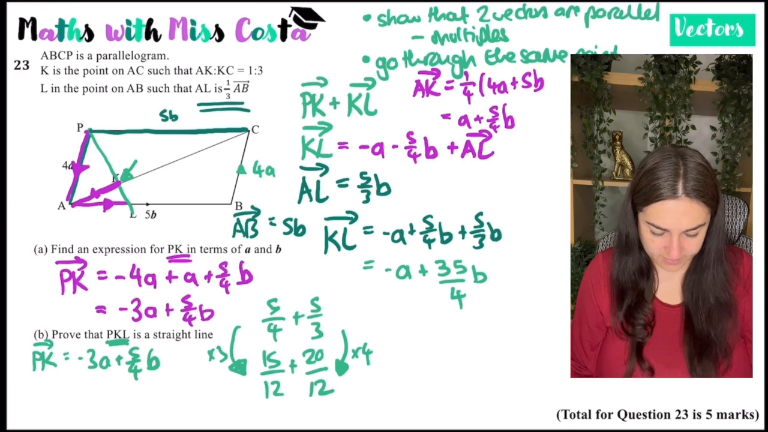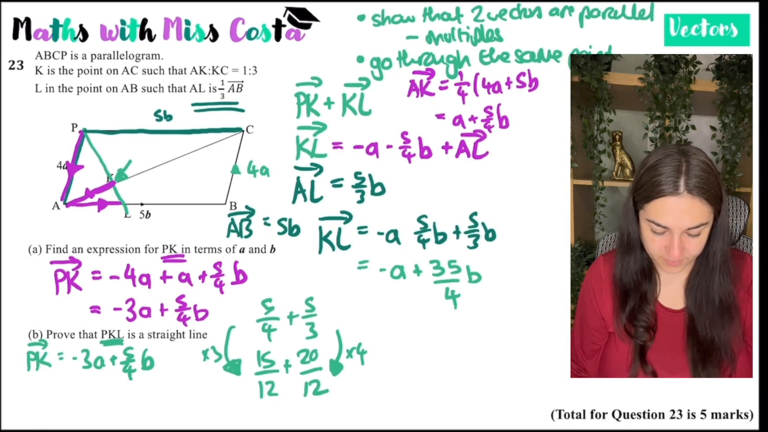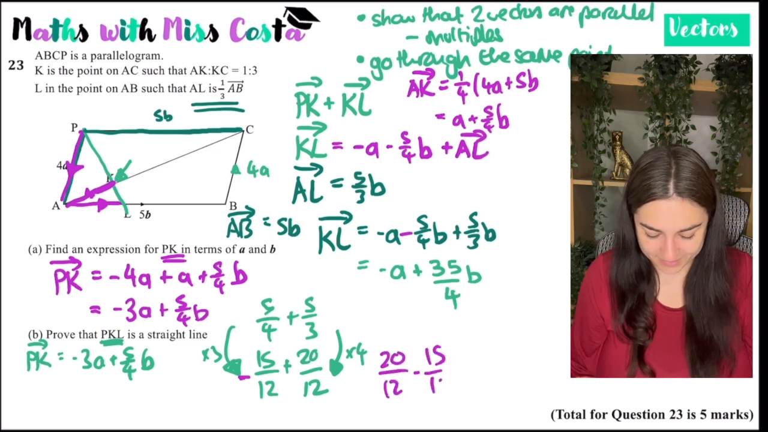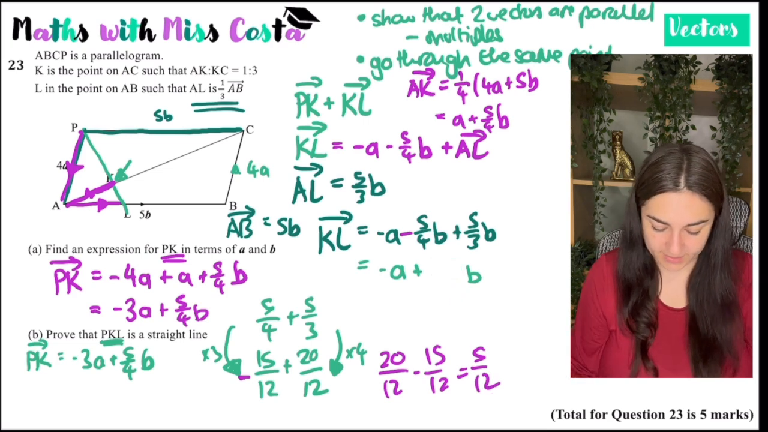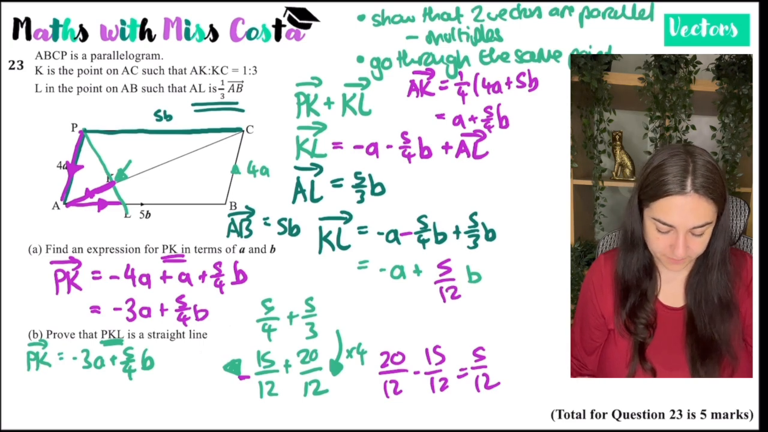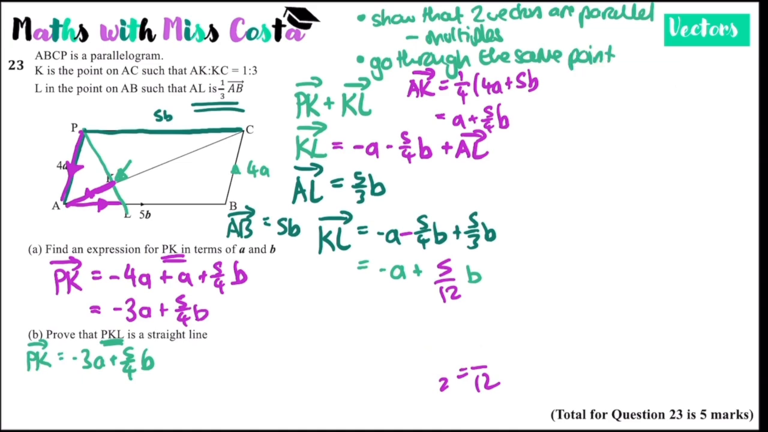K to A would be minus, oh, nope. This is what I did wrong. This should be a minus. So therefore minus 5 quarters, okay. So therefore it would be 20 over 12 minus 15 over 12, which would be 5 over 12. That makes a lot more sense. Plus 5 over 12b. Okay.